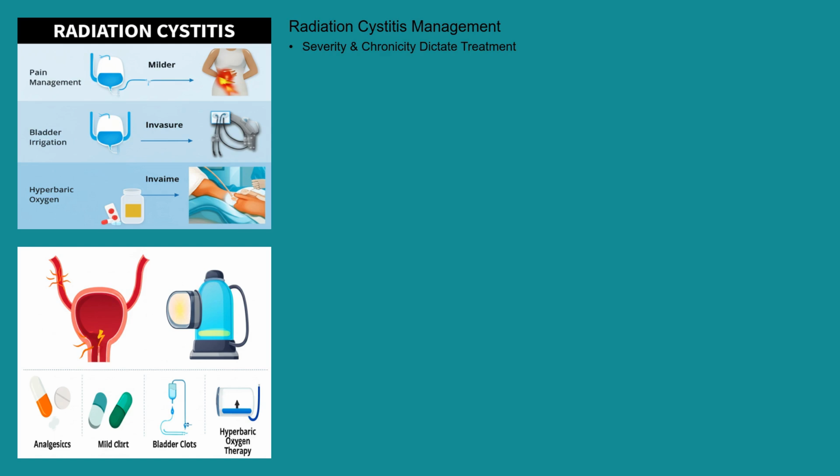Hyperbaric oxygen therapy, which involves breathing pure oxygen in a pressurized chamber, can promote healing and reduce inflammation. More invasive procedures, such as fulguration to cauterize bleeding vessels, or even surgery to repair fistulas or in rare cases remove the bladder, may be necessary for severe or refractory cases.